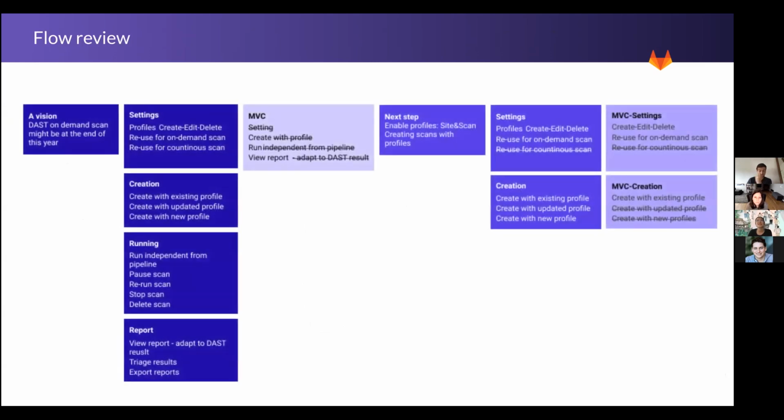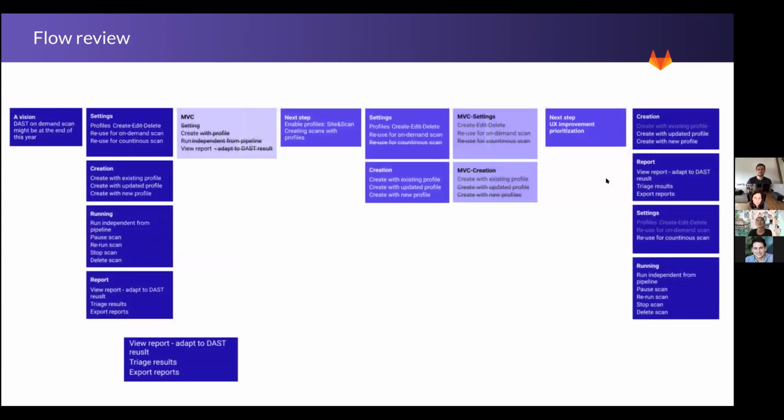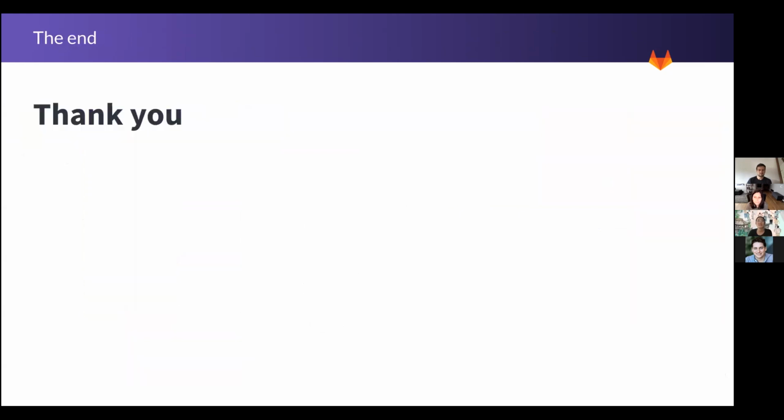And this is a summary of the process we're doing. We always have a bigger region, go to MVC, bigger region, go to MVC. And I think this will be a continuous flow for the bigger things we're doing in the secure area. Thank you.